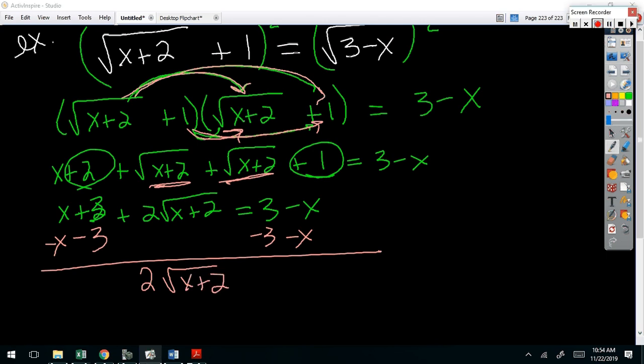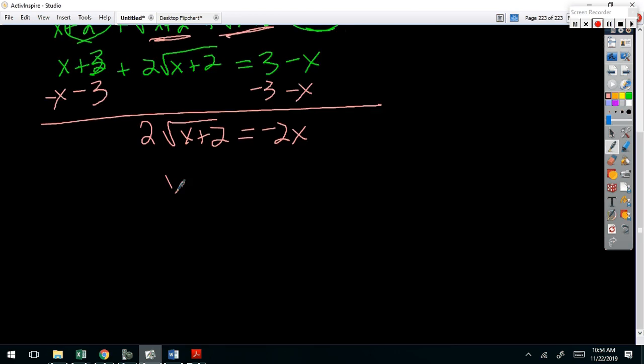All right, look. No, this is negative 2x. Divide by 2, so I get the square root of x plus 2 equals negative x. Is that imaginary? Because now I'm going to square. So I get x plus 2 equals, oh my gosh, y'all. It's a quadratic. Is it x squared or just x? Wait, negative x times negative x would be positive x squared.